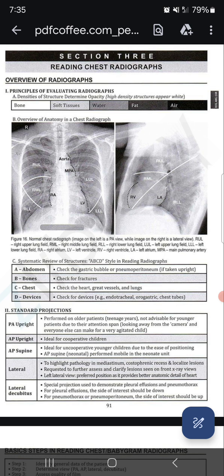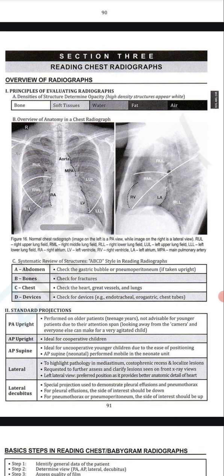A denotes the abdomen. Check the gastric bubble or the pneumoperitoneum if taken upright. B is bones. Check for fracture. C is chest. Check the heart, great vessels and lungs. D is devices. Check for devices, such as an endotracheal or a gastric or chest tube.